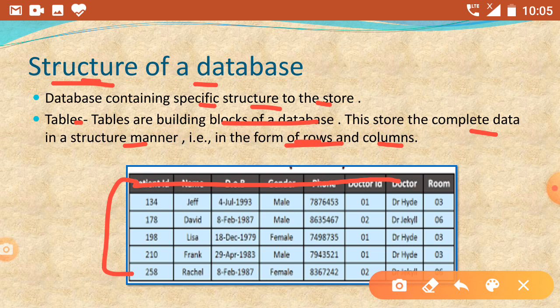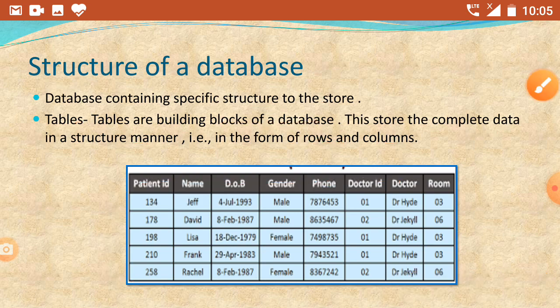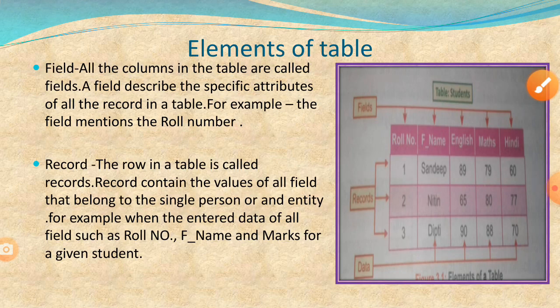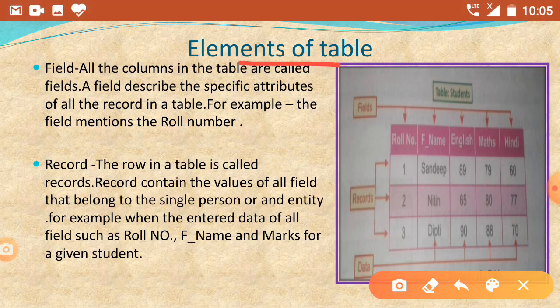A table is used to store data in the form of rows and columns. Now come to the next point: elements of a table. Today we will discuss all the elements of our table.